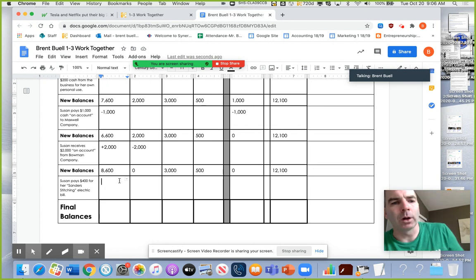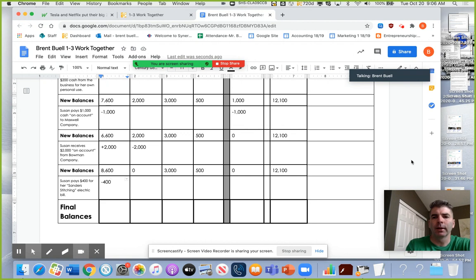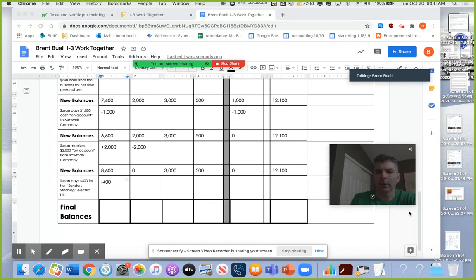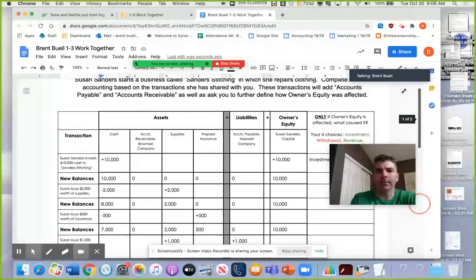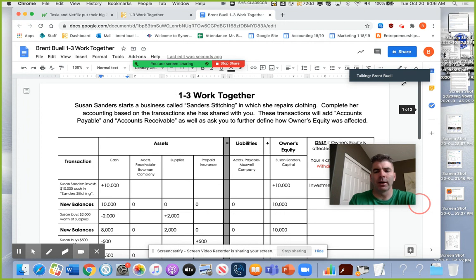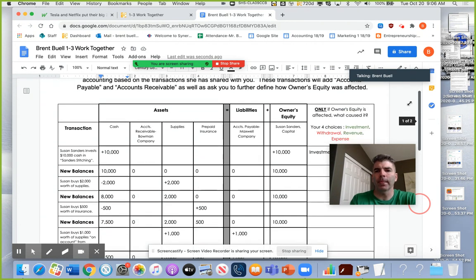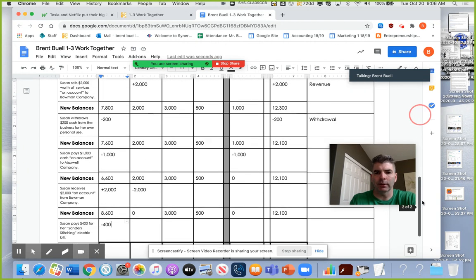Okay. So what do we do here? Susan pays 400 bucks. Well, first off, let's go minus 400 in cash. Okay? That's easy. The hard part on this one is there's nothing up at the top that says electric bill. So I go up to the top and nothing says electric bill. I have nothing there that would satisfy that. So what the heck do I do? Remember, the rule is if you don't have anything that says it, owner's equity is the place to put it. Okay, so let's put it in owner's equity and let's talk about it.